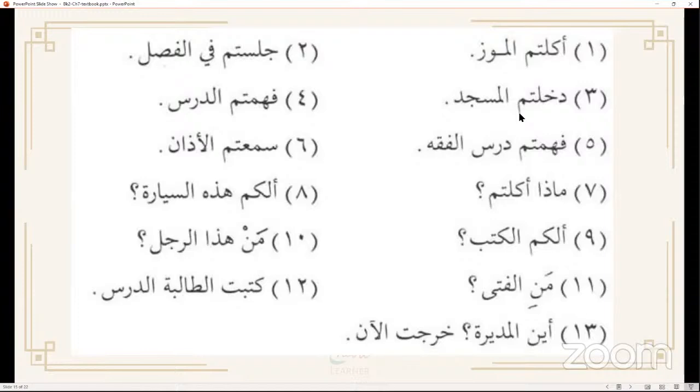Dakhaltumul masjida. When it comes to a single word, there you can see that maf'ul is visible. It looks mansub because it takes fatha. Dakhala is fi'l, tum is fa'il, and al-masjida is maf'ul. Fahimtumud darsa, you all understood the lesson.